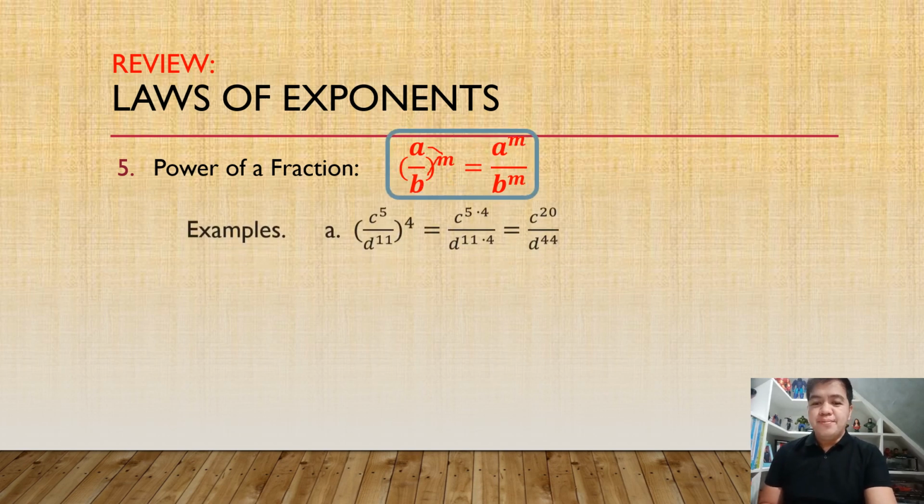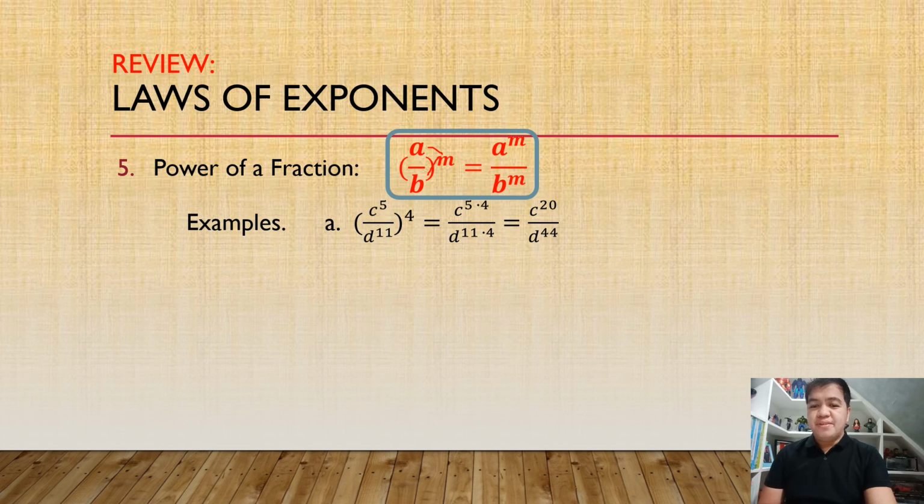Okay, for example, so if we have c to the 5th over d to the 11th raised to the 4th, so, dinistribute yung 4 sa taas tsaka sa baba. So, 5 times 4 is 20 and 11 times 4 is 44. Another example, so yan, may numerical coefficient na. So, pati sa numerical coefficient, nakadistribute din siya. Bali, naging 3 squared, kaya naging 9 ito. Okay? Tapos, 2 times 5 is 10. And then, sa baba, 2 squared, so that is 4. And then, 2 times 3 is 6. Remember, sa numerical coefficient, imumultiply siya sa sarili, ha? Kaya ito naging 9. So, that is 3 times 3.